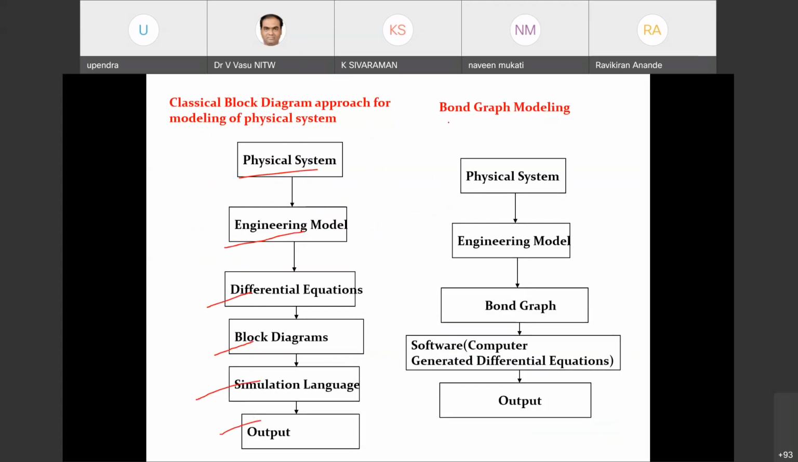Whereas in this bond graph technique, we start with the physical model, the engineering model. We will not have any differential equations. Finally, we make one bond graph, and one bond graph simulation software will be used, and we get the output. So these two steps are eliminated in the bond graph, and we are not required to make any differential equations.